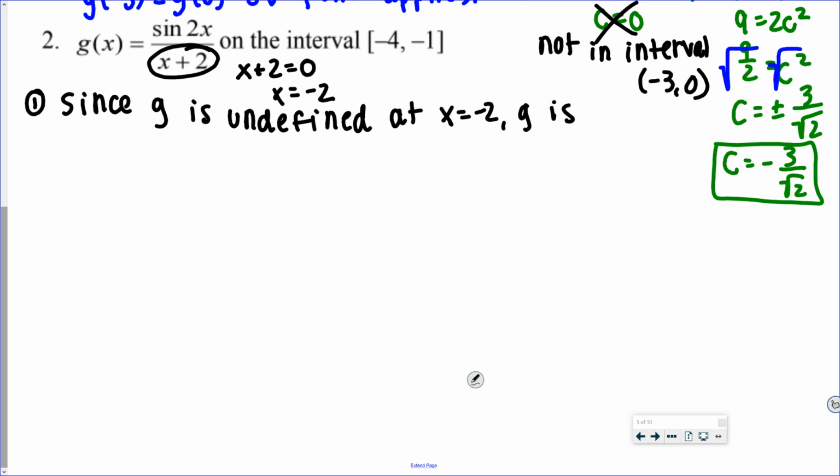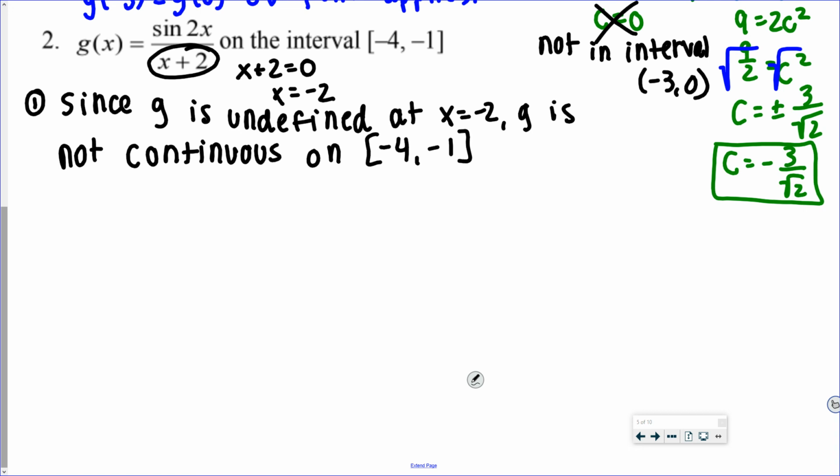What type of discontinuity would that be? Not a hole, because it doesn't cancel. Horizontal. Close. Vertical asymptote. Yep, so it'd be like that infinite discontinuity. g is not continuous. Now that wouldn't matter if it fell outside my interval. But in this case it does. Therefore, Rolle's theorem does not apply.